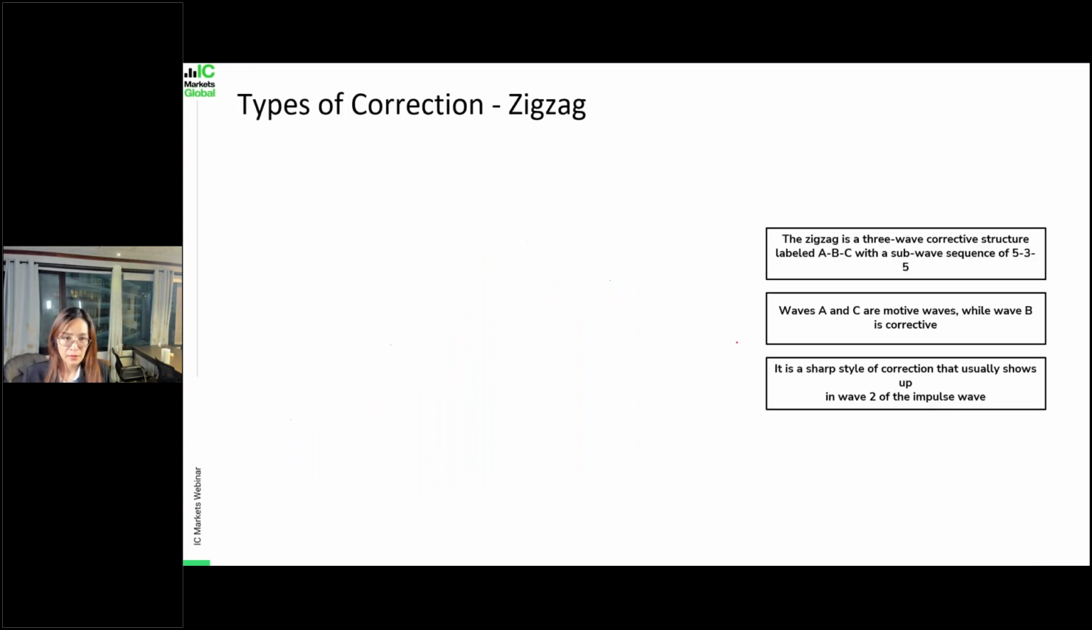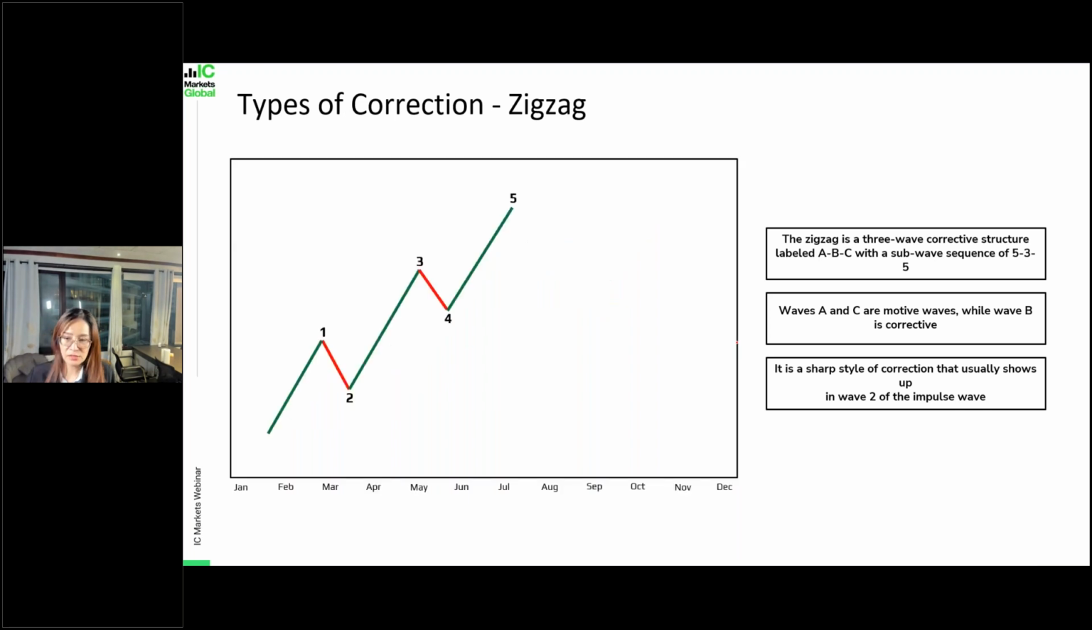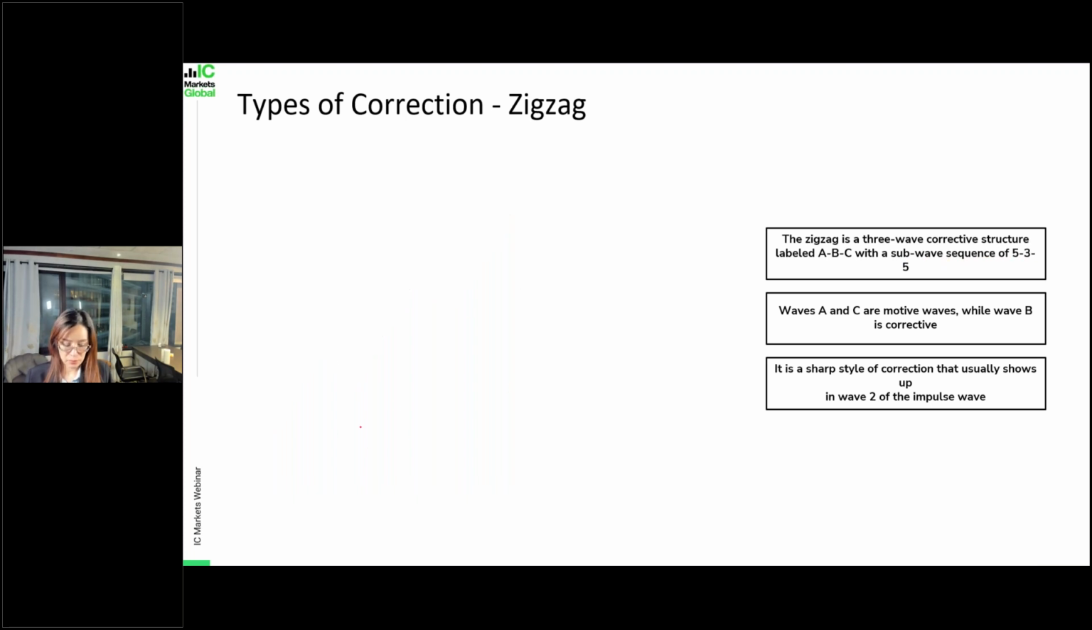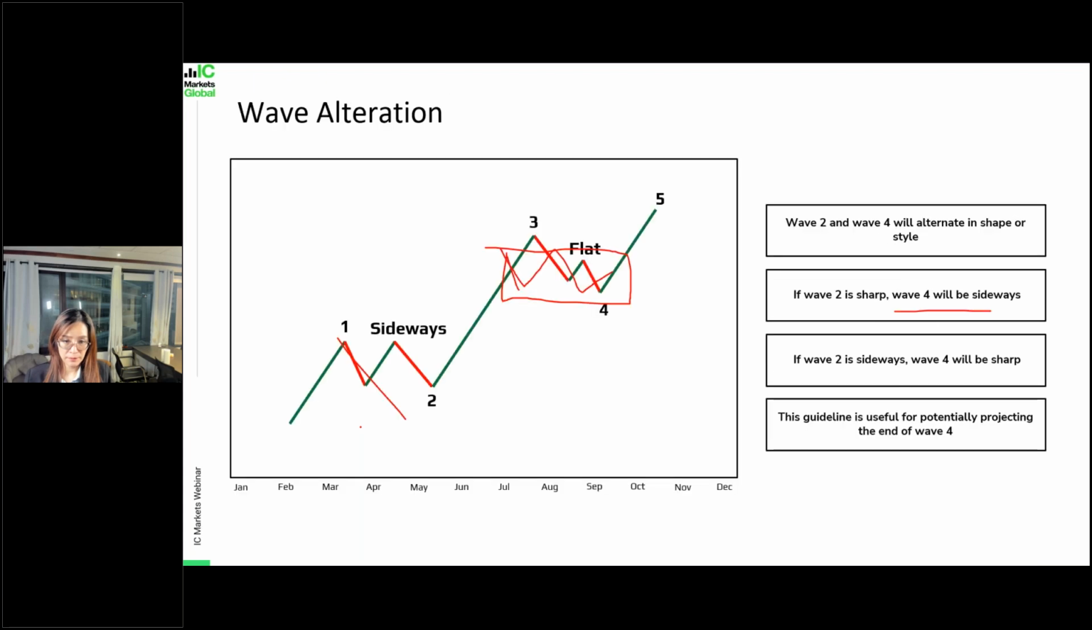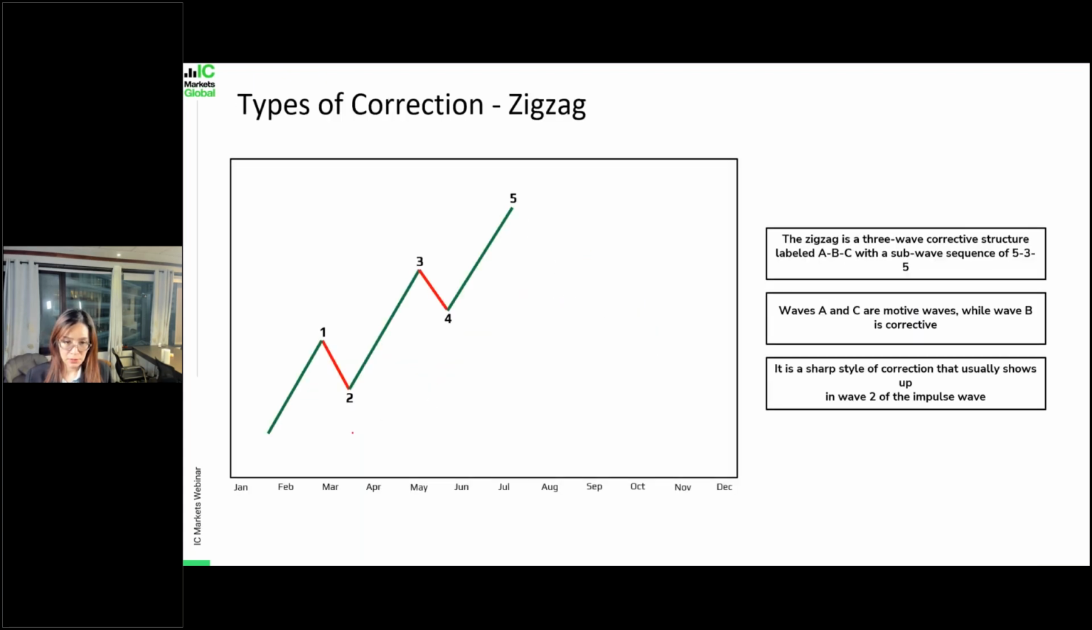And what about a zigzag? Zigzag is really easy for you to spot. Basically, the zigzag is a three-wave corrective structure labeled ABC, with sub-waves of 5-3-5. What does it mean? Here, this is 1, 2, 3, 4, 5, and there will be ABC. They say that waves A and C are motive, and wave B will be corrective.